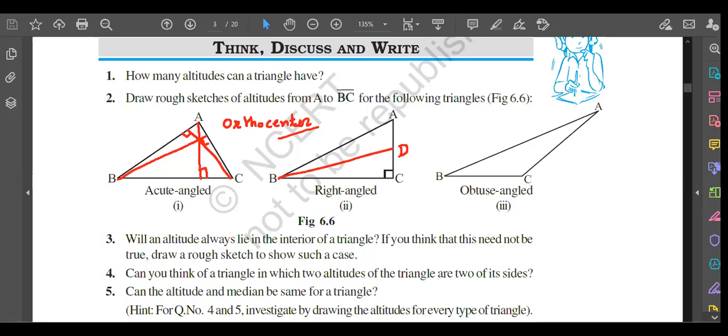So BD, in this case, BD is your median. Right, everyone? BD is your median.